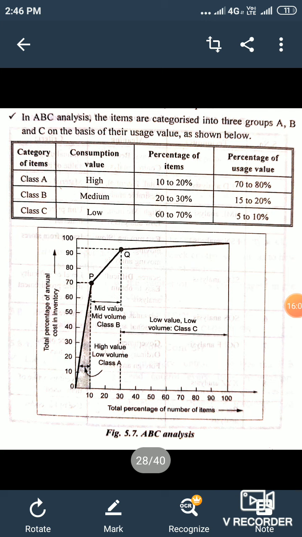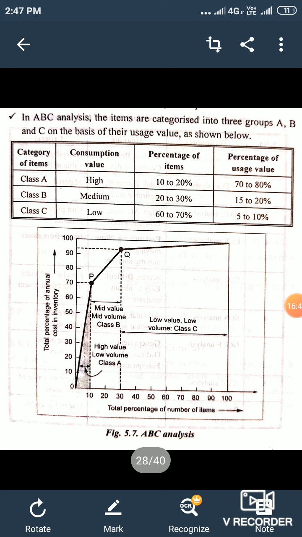So ABC analysis is based on Pareto principle, P-A-R-E-T-O, Pareto principle, that a few high usage value items constitute a major part of capital invested in the inventories, whereas bulk of inventory items having low usage value constitute insignificant part of the capital.